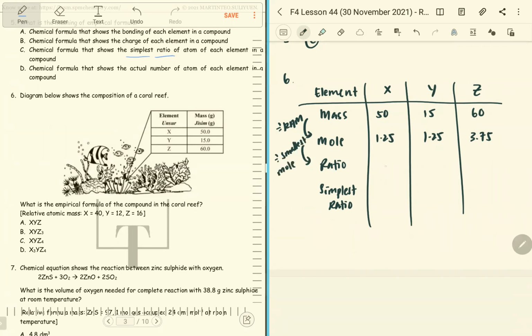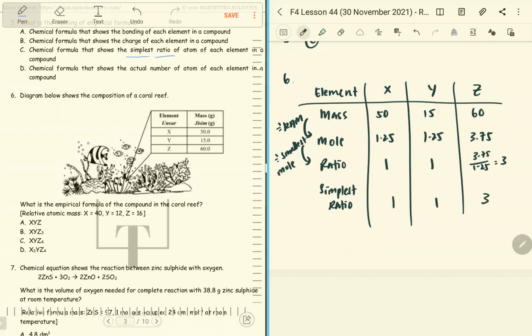1.25 divided by 1.25, 1. This one also the same, 1. 3.75 divided by 1.25, I get 3. If your numbers are all whole numbers, your simplest ratio is the same. As long as you're not having decimals, then you don't have to do anything.